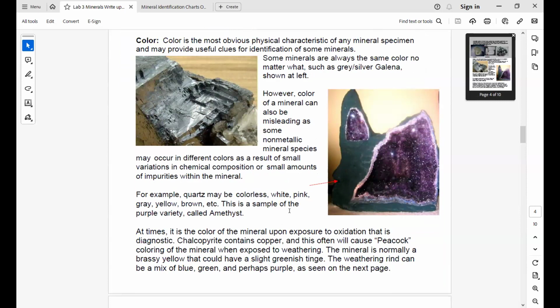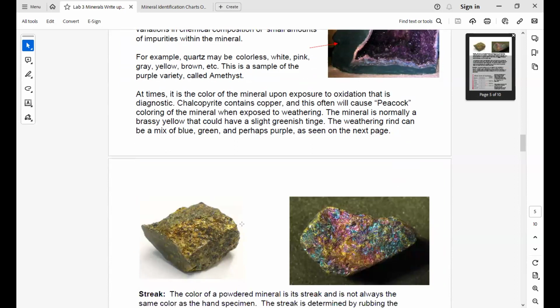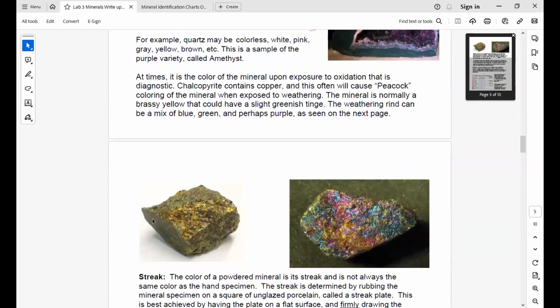At times, it's the color of the mineral upon exposure to oxidation that is diagnostic. Chalcopyrite contains copper, and this often will cause a kind of a peacock shading. Here's a fresh specimen on the left and an oxidized specimen on the right of chalcopyrite.